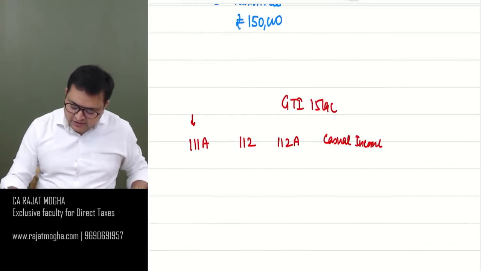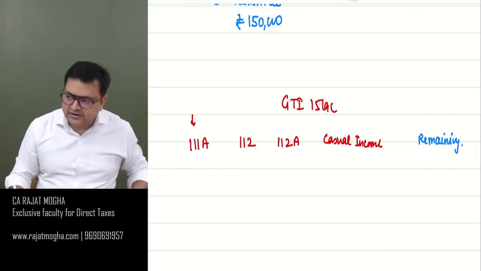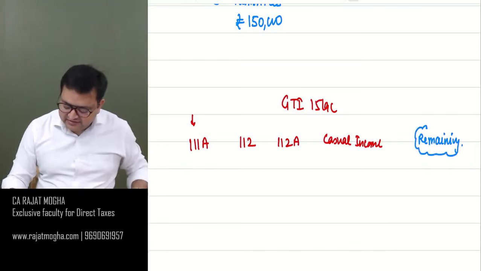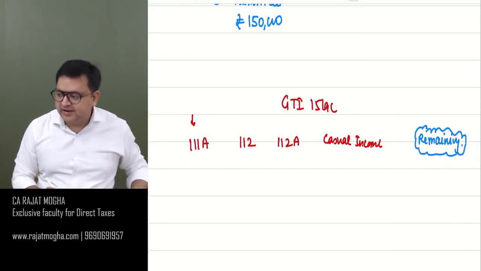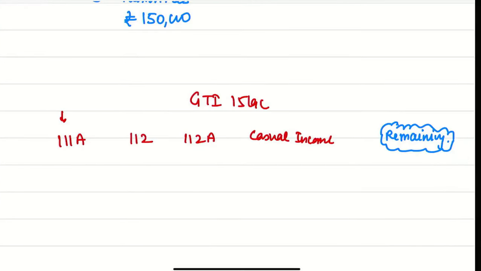And then your remaining normal income. Guys, chapter 6 deduction can only be available from this remaining income. It cannot be more than this remaining income.